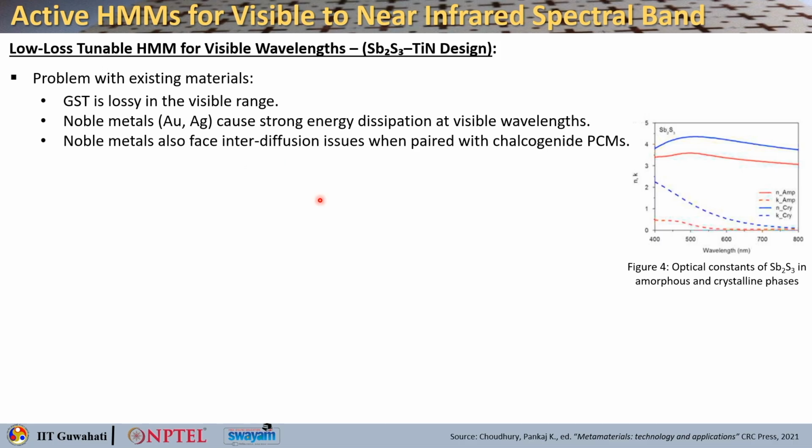Okay. And also there are issues with this interdiffusion, when you put PCM materials, phase change material like GST, close to noble materials like gold and silver. Now, how do you overcome these problems?